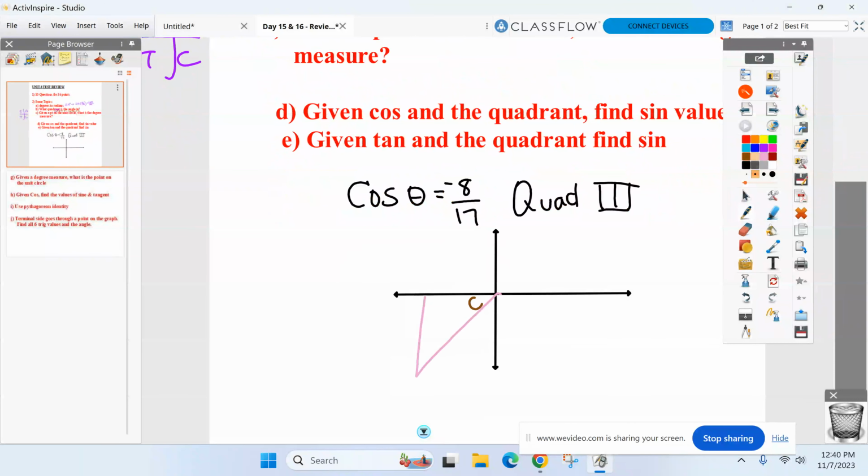So where should that 8 and 17 go? Remember, here's my angle. So where should the 8 go? And what type of 8 should it be? Yep. Where's the 17 going? Always positive. But I'm asking for sine, right? What's sine equal to? But what are you missing? Opposite, right? And how do you find that opposite side? Pythag. What's Pythag look like?